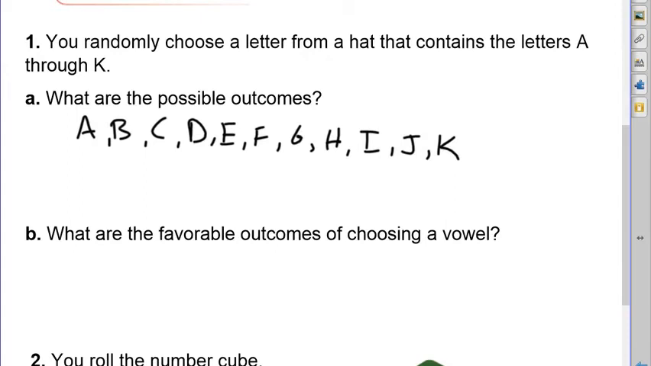Part B, it's asking what are favorable outcomes of choosing a vowel? So in all of our possible outcomes, a favorable outcome in this scenario is choosing a vowel, and there are 3 of those, and they are the outcome of A, E, and I, for a total of 3 outcomes.